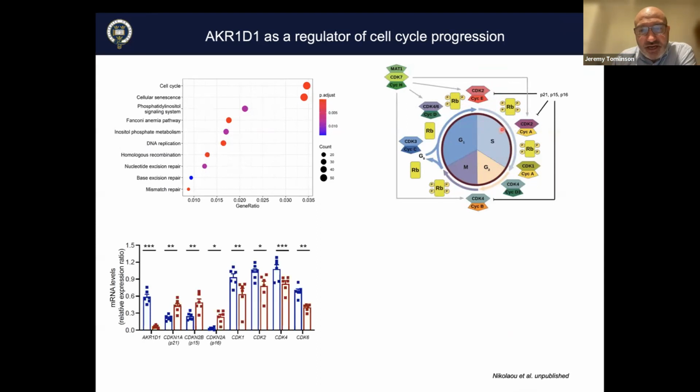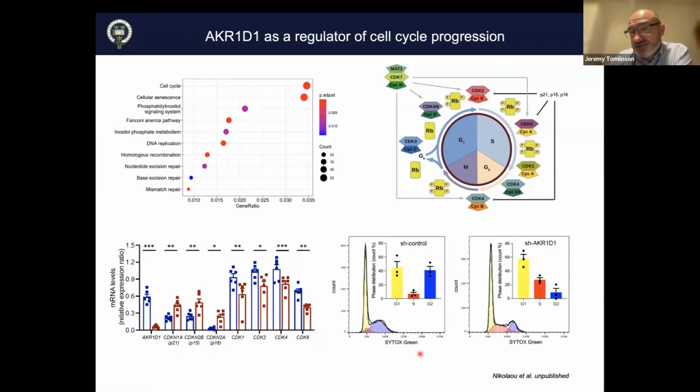And what was interesting when Nick looked at this was that yes, we've successfully knocked down AKR1D1. Again, that's always very satisfying. But across the board, P21, P15, P16, these inhibitory proteins, were all markedly upregulated. And the cyclin-dependent kinases, CDK1, CDK2, CDK4, CDK6, that drive cell cycle were downregulated, suggesting that we might be seeing inhibition of cell cycle or an arrest of cell cycle progression.